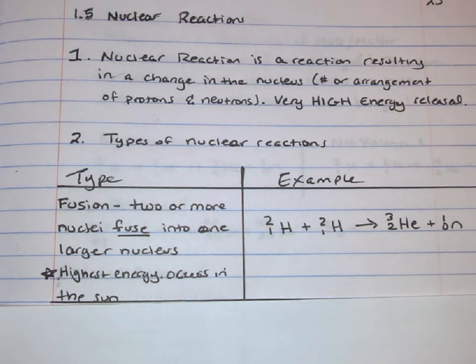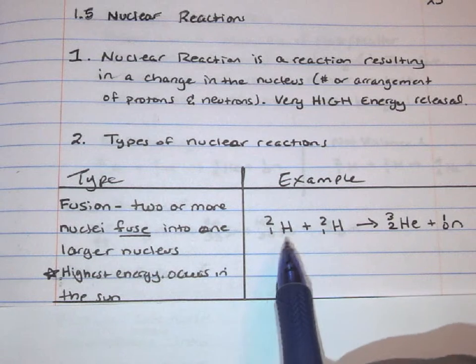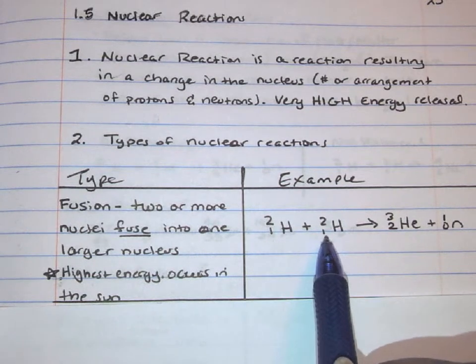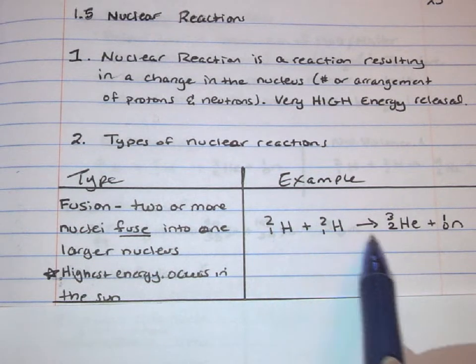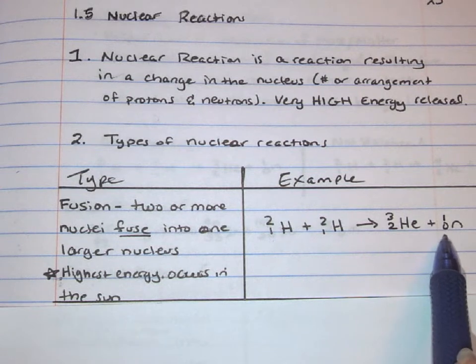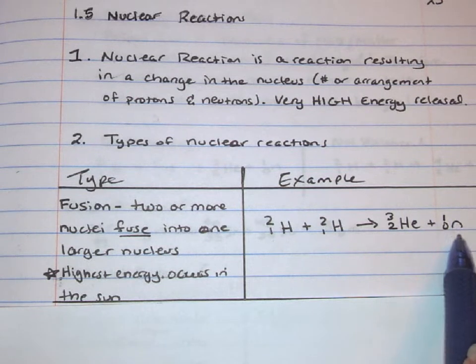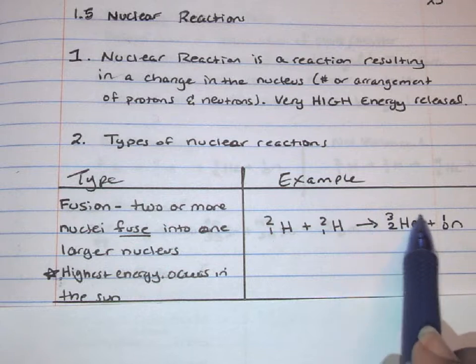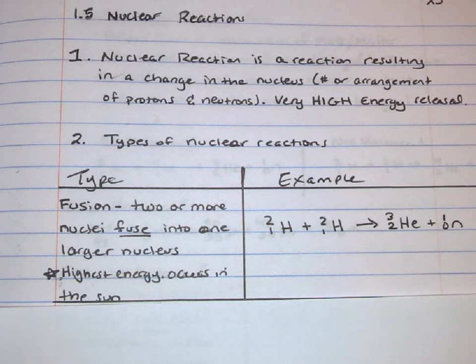So here we have an example of a fusion reaction. You have two nuclei, and they're combining together to form one larger nucleus. Now you may be thinking, well, there's also a neutron. That's not a nucleus, so that's okay. But here we have an example of a fusion reaction.